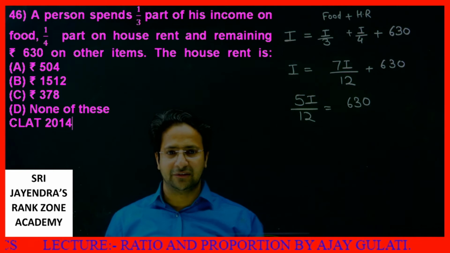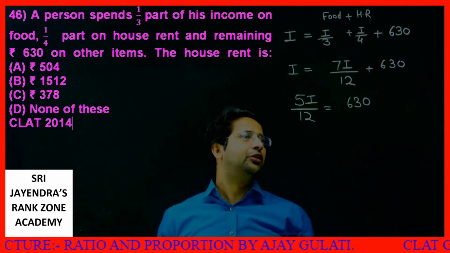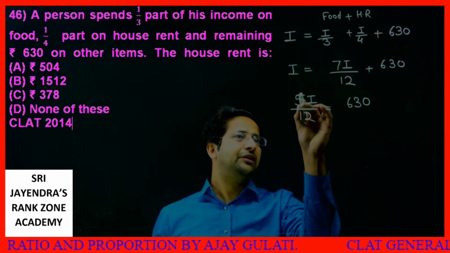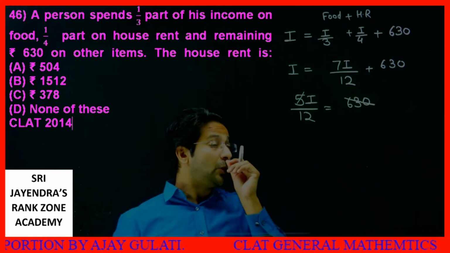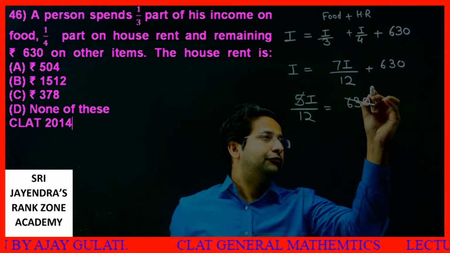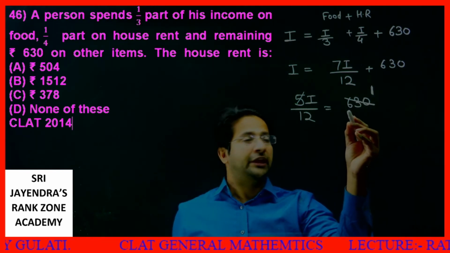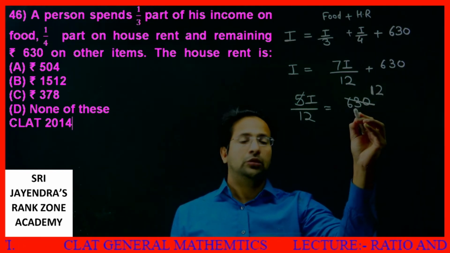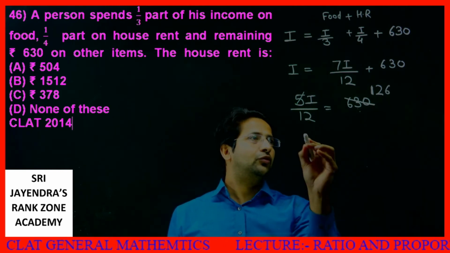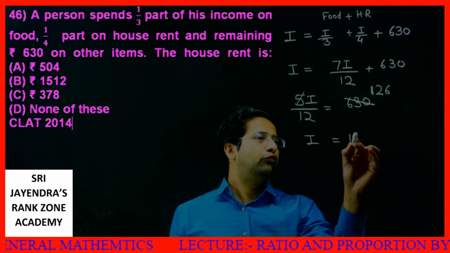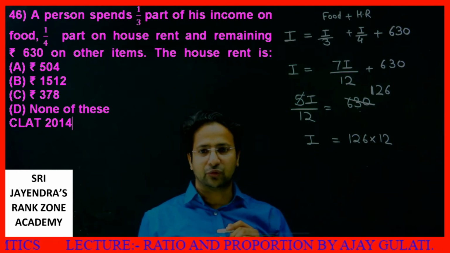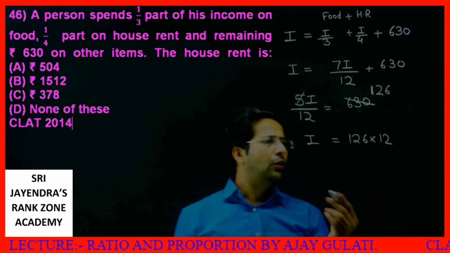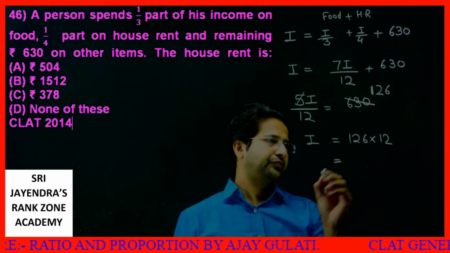I hope it makes sense. Yes, it must be making some sort of sense. So now the I becomes, if I cancel this 5 and 630, what I'll get, this is 1, then 1, 3, 2, then 36, 1. Take it out. So I becomes 126 into 12. How to multiply this? Okay.